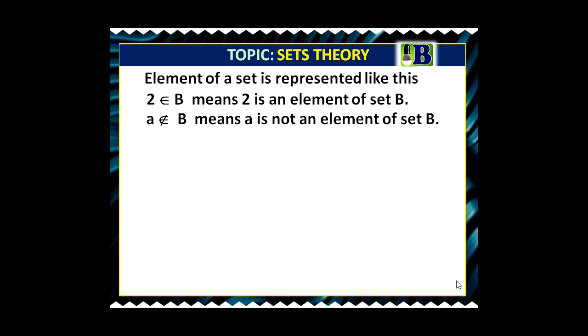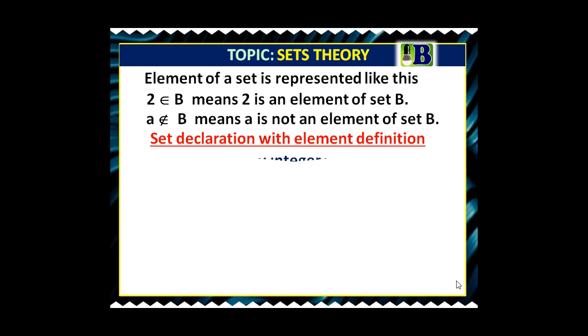Element of a set is represented like this. 2 is an element of B. The symbol in between 2 and B portrays "is an element of". Then the other one there, a is not an element of B. The symbol in between a and B portrays that a is not an element.